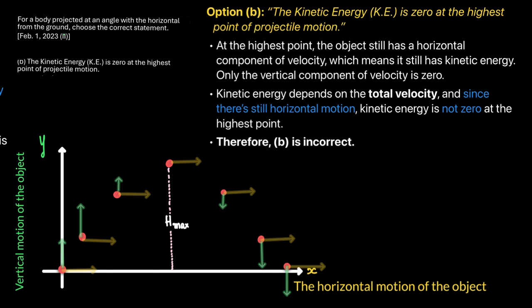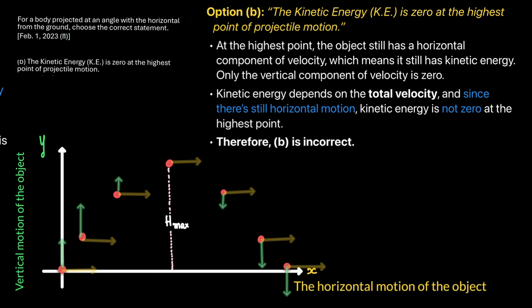At the highest point, the object still has a horizontal component of velocity, which means it still has kinetic energy. Along which direction? Of course, along the horizontal direction. Only the vertical component of velocity is 0. Kinetic energy depends on the total velocity, and since there is still horizontal motion, or in other words, since there is some total velocity, kinetic energy would not be 0, and therefore the statement is incorrect. Let us try to understand that mathematically and graphically.